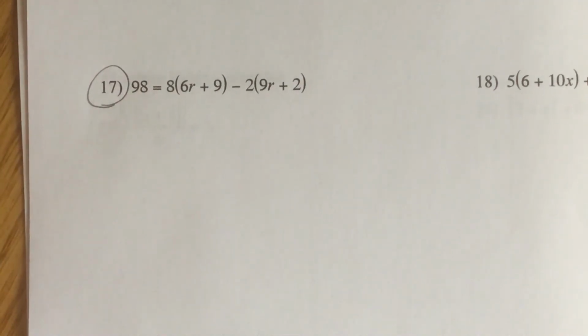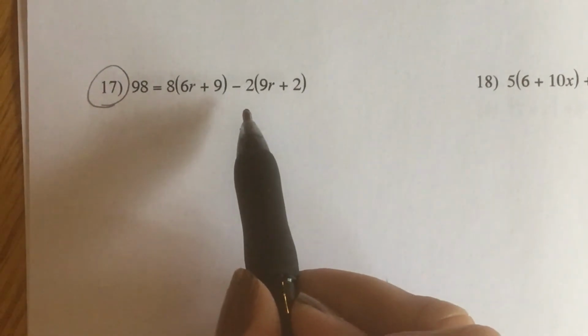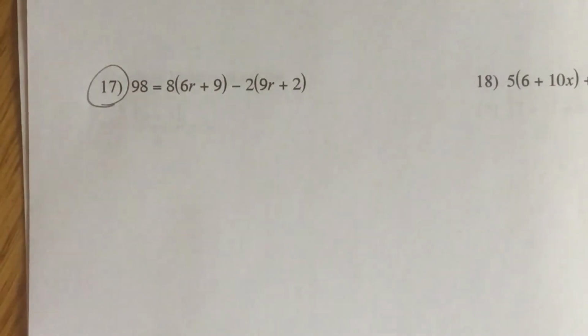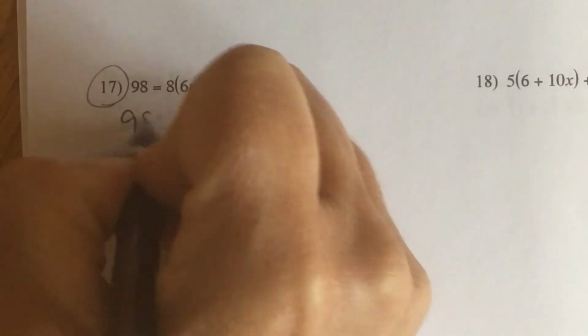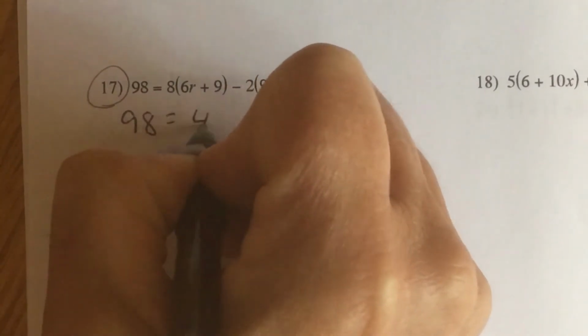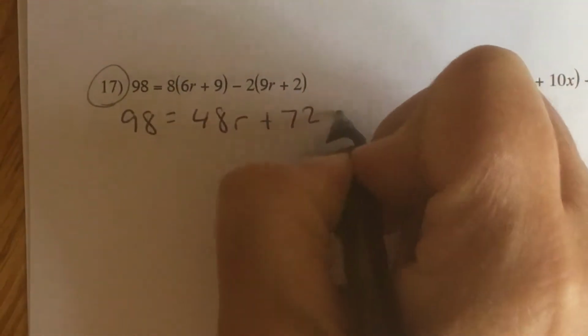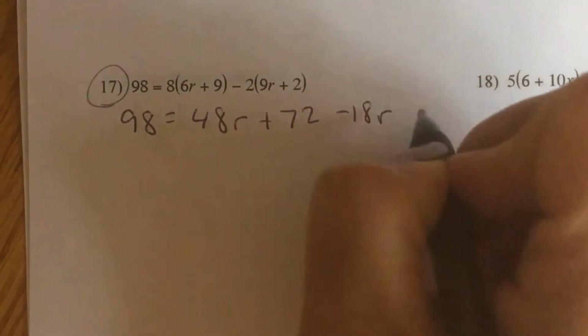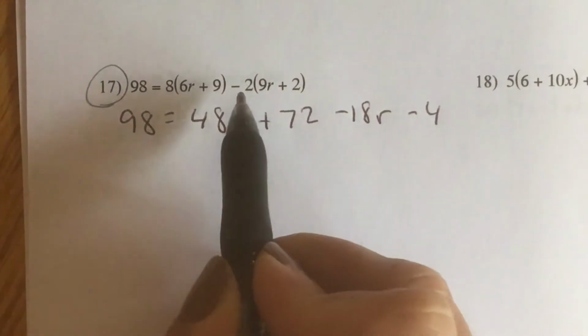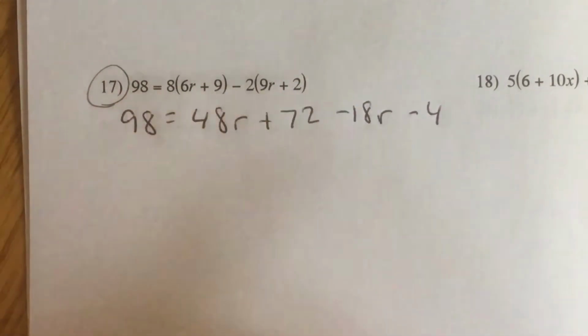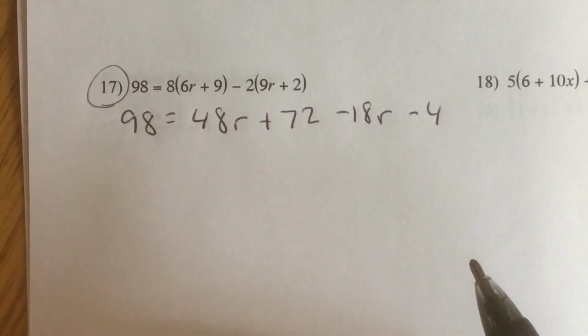Okay, so now we'll work number 17. You've just got a lot of distributing to do, and you need to be careful. This is a -2 that needs to be distributed through. So the 98 stays the same, and then you have 48R plus 72, and then minus 18R and minus 4, because you have a -2 times both of those things.